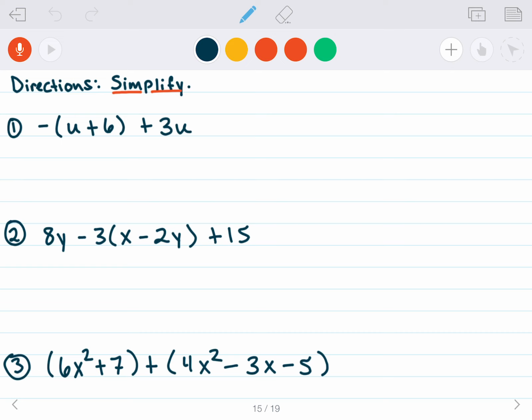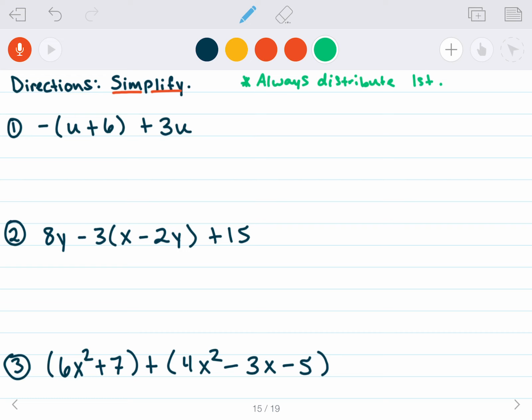Okay, so let's go ahead and simplify these guys by using the distributive property. So I always want to distribute first when I can to get rid of parentheses. So I'll actually make a note of that. Always distribute, use the distributive property first.